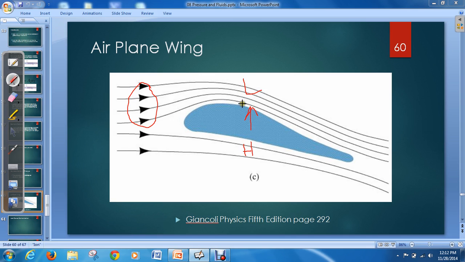Okay, so Bernoulli's principle makes that lower pressure, which causes the airplane to lift. So that's a very practical use of Bernoulli's principle right there, in the design of airplane wings.